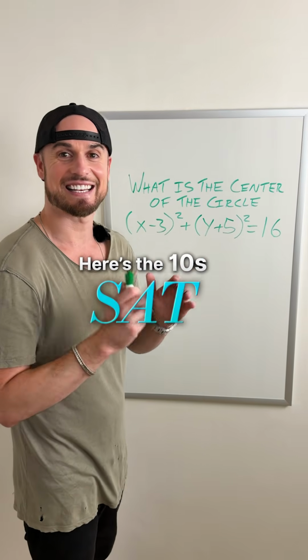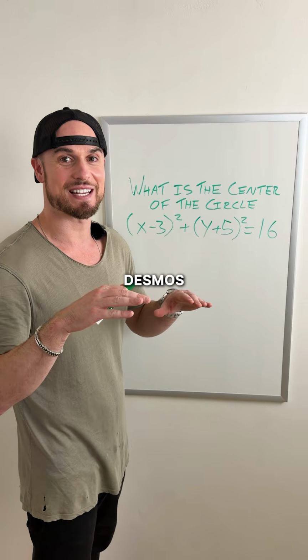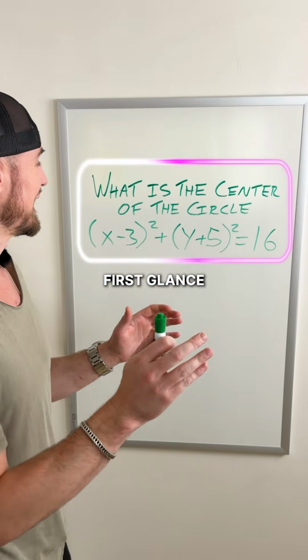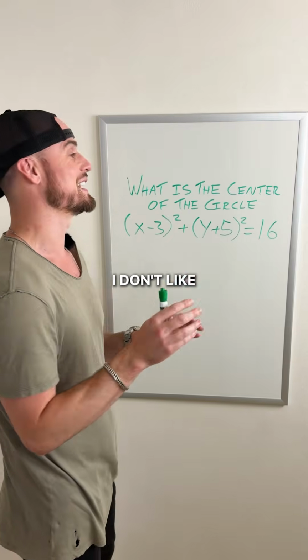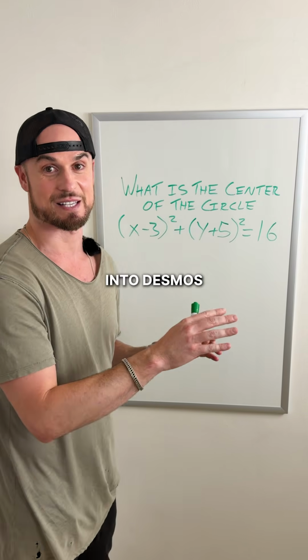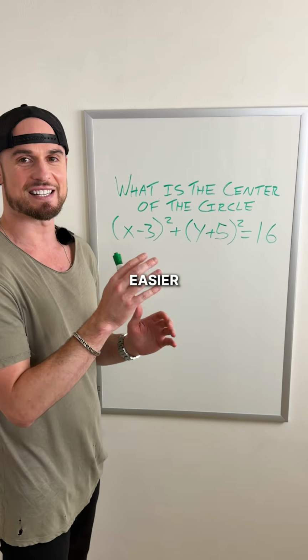Here's a 10-second SAT math shortcut. Don't open Desmos. Here's what I mean. Okay, so at first glance, you see this big equation and you're like, oh gosh, big equation. I don't like big equations. I'm putting this into Desmos. But the thing is, it is way easier than it looks.